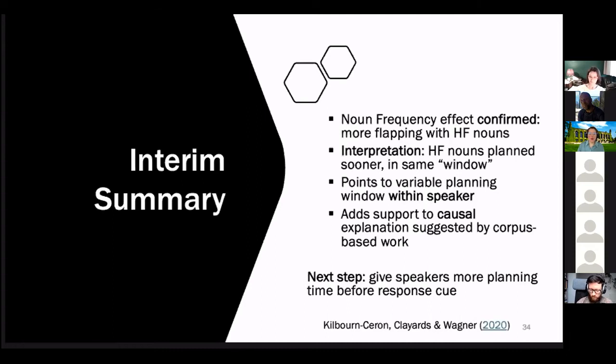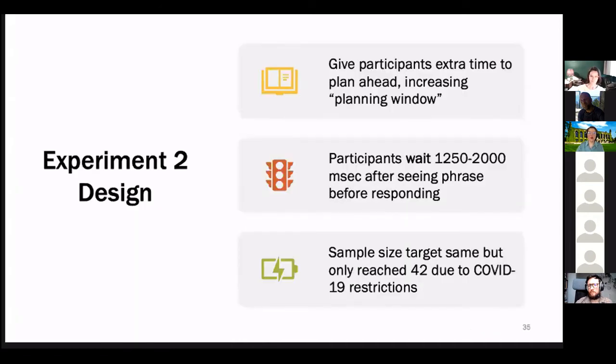So the next step is to do condition 2, or experiment 2, as we called it in the paper, which is to give speakers more planning time before they're forced to respond. In the second experiment, we gave people that extra time, which we hypothesized would increase their planning window, right? Participants had to wait between 1250 and 2000 milliseconds after seeing the phrase on the screen before responding. The sample size target was also 50, but we had to cut it short due to COVID-19 restrictions, so we ended up with only 42 participants from the lab.